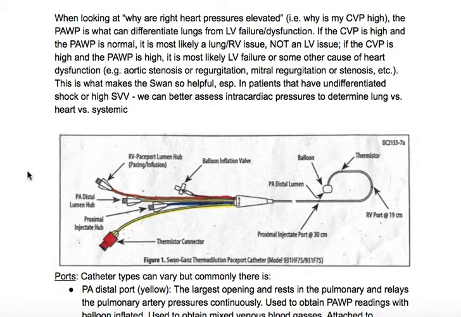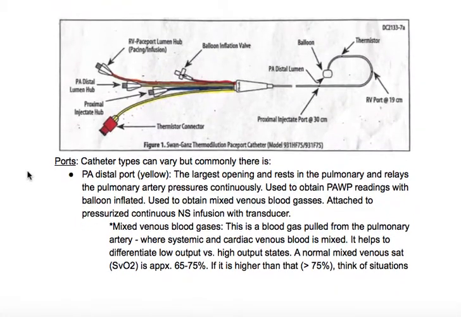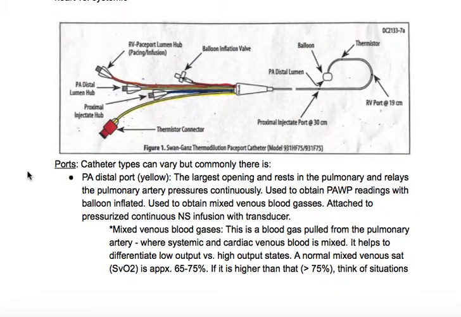If your CVP is high and your wedge is really high, you're most likely going to be looking at issues with the left ventricle or left side of the heart, which he listed some examples here: stenosis, regurg of the aortic valve, mitral regurg or stenosis. But this is, as a whole, why the Swan is so helpful, because in patients who have undifferentiated shock or possible high stroke volume variance, we can better assess what's going on. Is it coming from the right side of the heart and the lungs, or the left side of the heart? Or is it systemic?